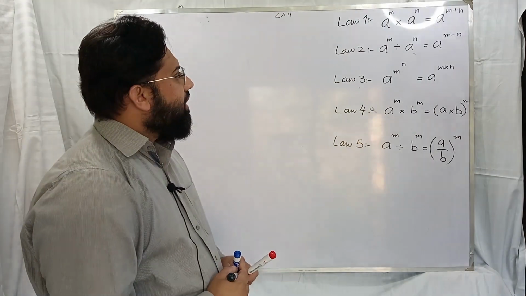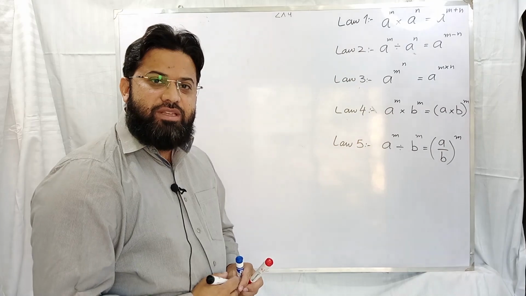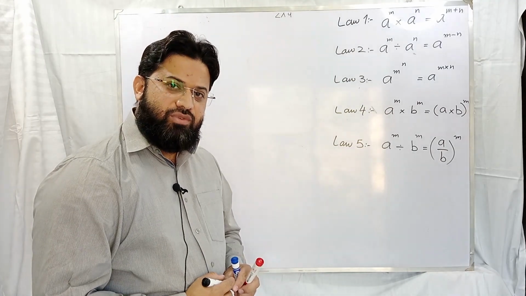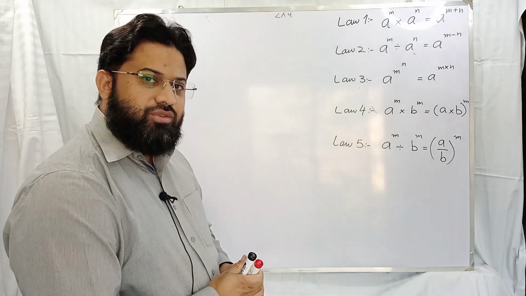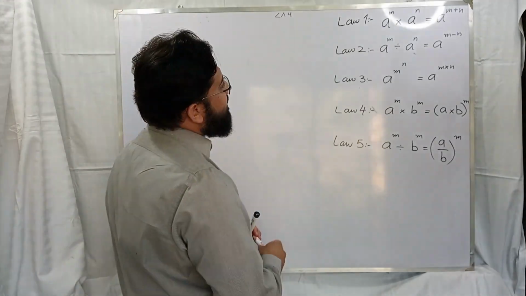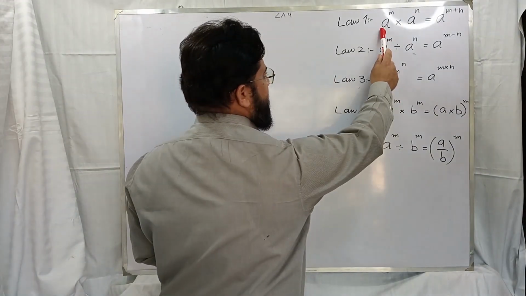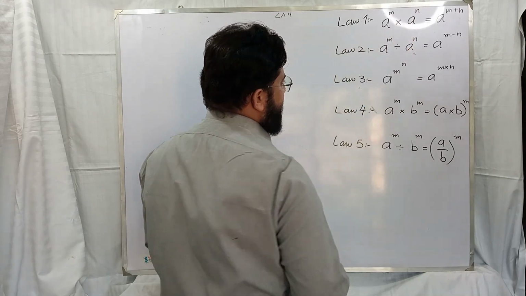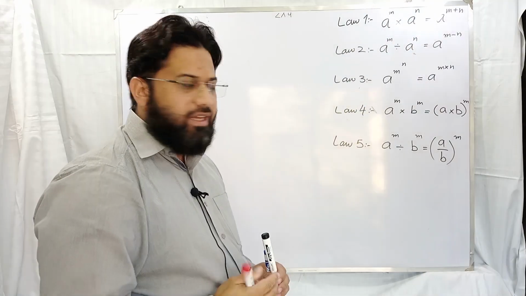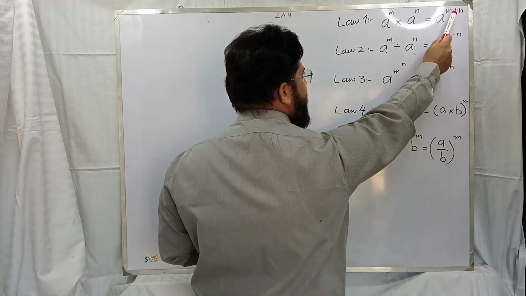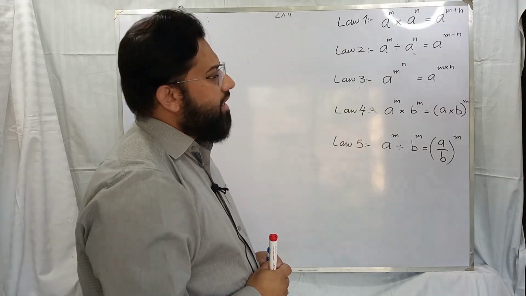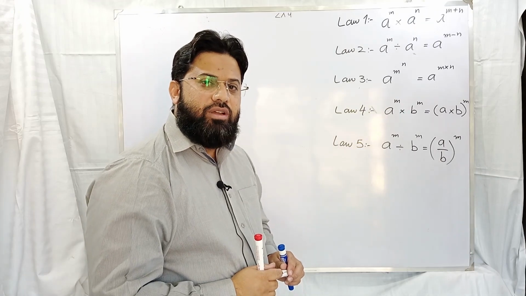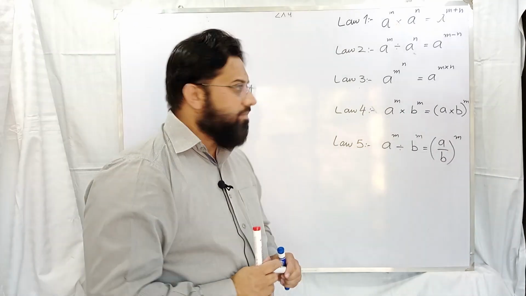In my last video I showed you how to solve basic level questions of exercise 4a, which deals with all these 5 laws. So let's go through the laws first. Law 1 says if the bases are same but the powers are different and the bases are going to multiply, so their powers will be added, like a to the power m into a to the power n can be written as a to the power m plus n.